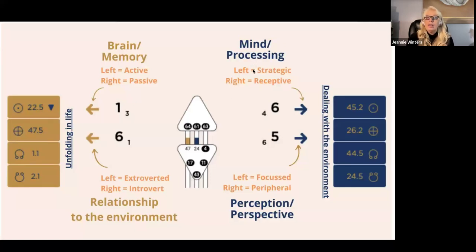Then you have your mind and processing, the upper right. If it's pointing to the left, you have a strategic mind. If it's pointing to the right, you have a receptive mind. The bottom right, if it's pointing to the left, you have a focused mind. If it's pointing to the right, you have a peripheral mind. This is your perception or your perspective.